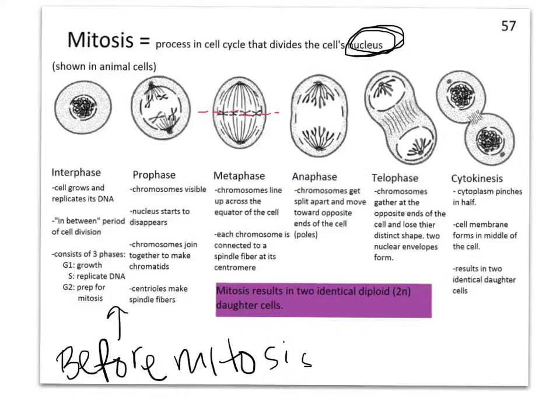Anaphase is the process where the chromosomes pull apart and split and move towards the opposite ends of the poles. So in metaphase, they're centered, now they're pulling in opposite directions. Okay, telophase is kind of like reverse prophase. In prophase, chromosomes are visible, nucleus starts to disappear, and in telophase, chromosomes gather at the opposite ends and they lose their shape. So prophase, you can see chromosomes. Telophase, you start to not be able to see the chromosomes. 2 nuclear envelopes form. So we're forming the nucleus again. We got rid of it in prophase, then we brought it back in telophase. And that technically ends mitosis.